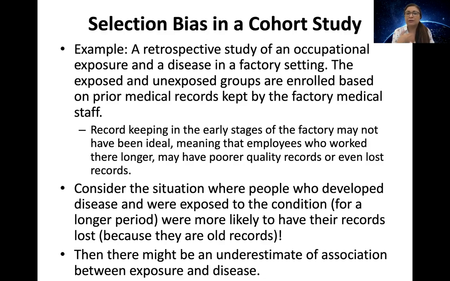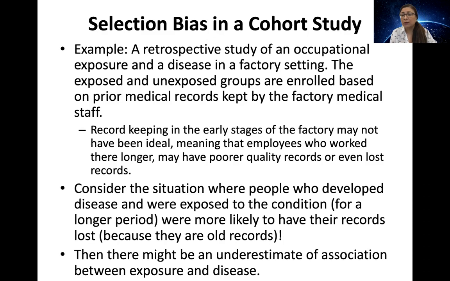So let's say hypothetically there's a retrospective cohort study where we're studying occupational exposures, some sort of toxin or exposure in a factory setting, and the disease, let's say, is a sort of cancer. And let's say both the exposed and the non-exposed groups are enrolled based on their prior medical records kept by the factory's medical staff. So notice I made a little indentation here to note that the record keeping in the early stages of when the factory opened may not have been ideal, which is very true, by the way, right?